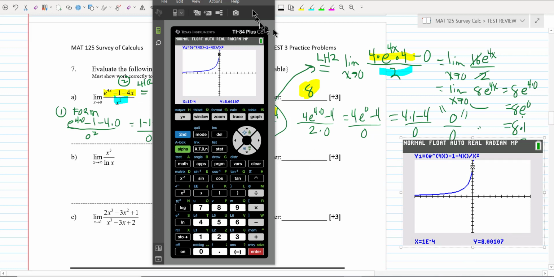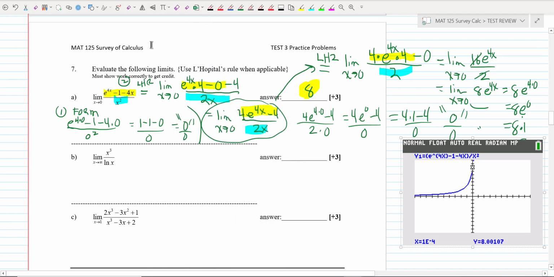Now, I wouldn't give you credit if you just graphed it on your calculator. You have to go through the steps of L'Hopital's rule. Okay? But you want to close off all your problems that way if you can. So that verifies that we're right.